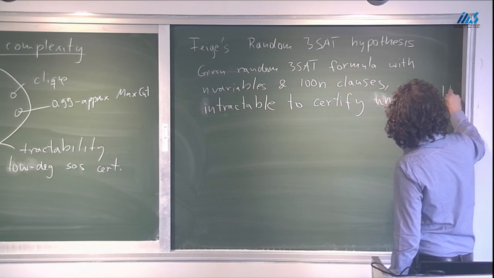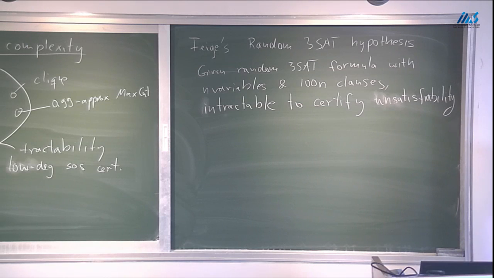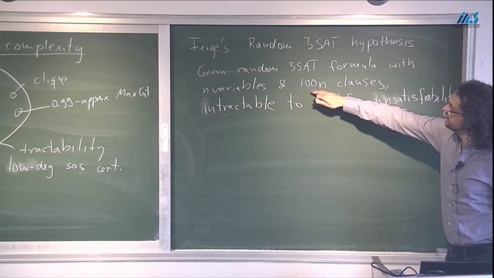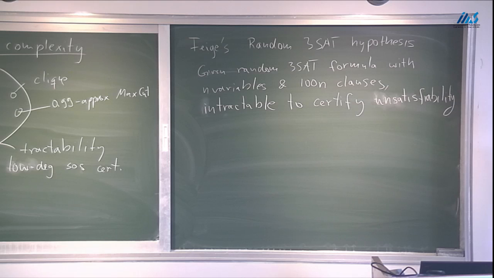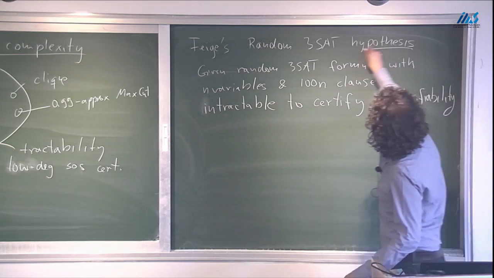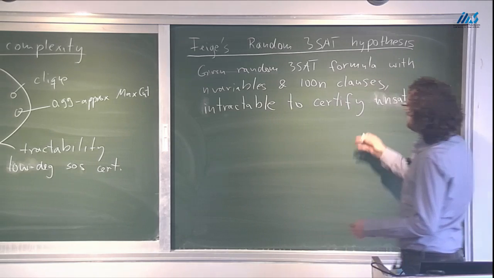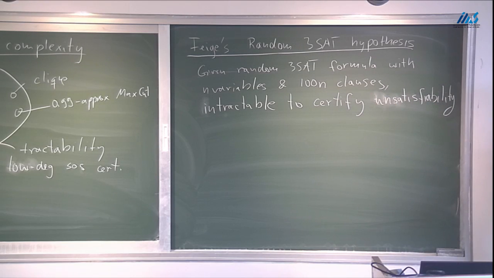So if you pick a random 3-SAT formula with significantly more clauses than variables, then with very high probability it will be unsatisfiable. It will be far from satisfiable even. And what Feige's hypothesis says is that it's intractable to certify the unsatisfiability in this situation. So this is a very concrete question about complexity.